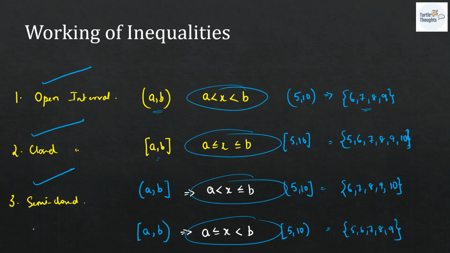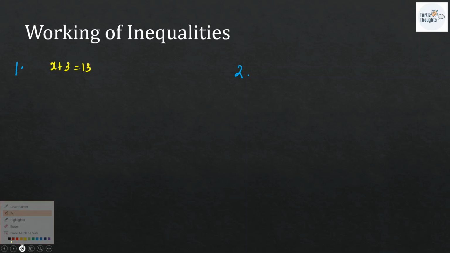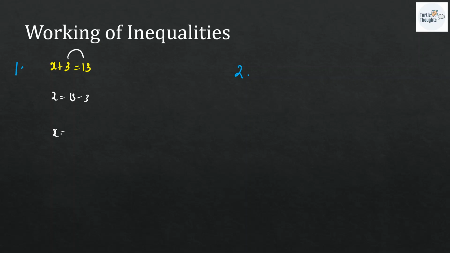Now, coming to the working method of inequalities, there are two things again which you have to remember. The first one is very, very easy. You should be solving your inequalities just like you solve your equation. For example, if I have x plus 3 is equal to 13, how do we solve this? We bring 3 to the other side, so x can be written as 13 minus 3. The value of x is going to be 10. This is how we solve. Similarly, we solve inequalities as well. For example, x plus 3 greater than 13. In this case, I will use the same logic. I will transfer 3 to the other side. x is now going to be greater than 13 minus 3. x is going to be greater than 10.